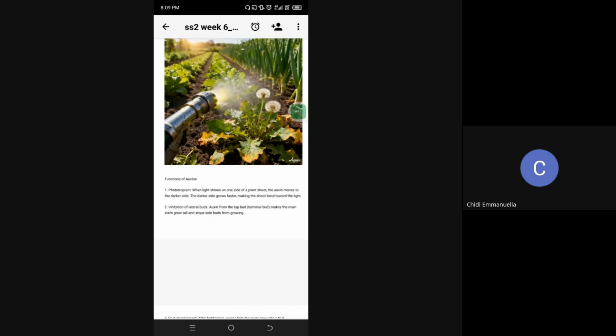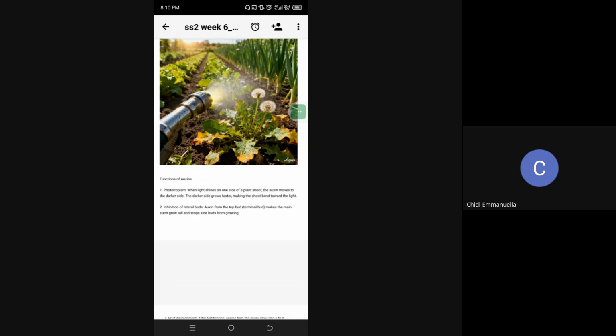So the next thing is two, inhibition of lateral buds. Auxin from the top bud, in brackets, terminal bud, makes the main stem grow tall and stops side buds from growing. So when you talk about lateral buds, you're talking about axillary buds, AXILLARY. What are axillary buds? We're talking about buds that are found by the side of the plant.